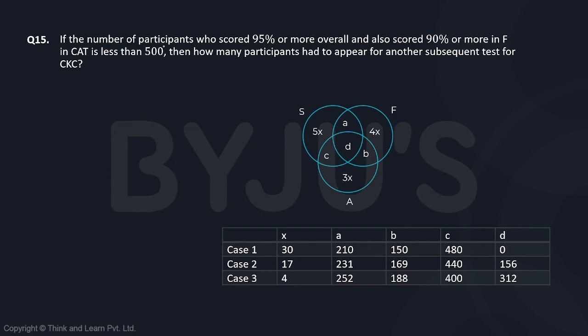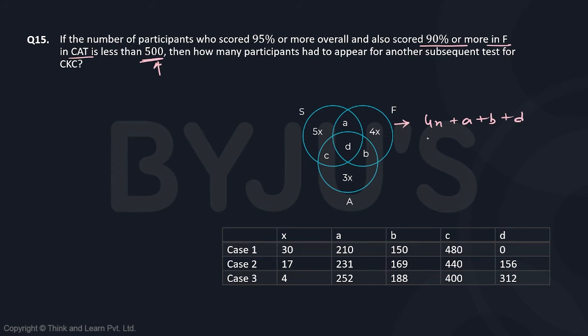It says the number of participants who scored 95% or more overall and also scored 90% or more in F is less than 500. Now, how many participants scored in F more than 90%? It is 4x plus A plus B plus D. He says it should be less than 500. Let's check all these cases. In which case does it become less than 500?